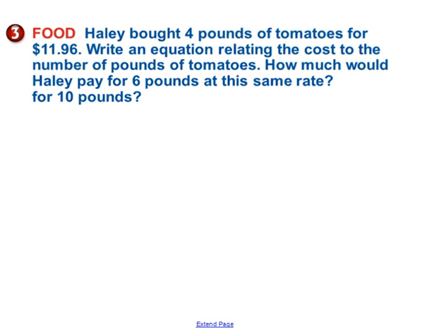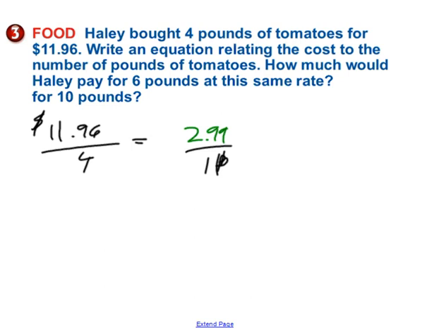Haley bought 4 pounds of tomatoes for $11.96. Write an equation relating the cost to the number of pounds of tomatoes. How much would Haley pay for 6 pounds at the same rate? And how about for 10 pounds? I'm going to write an equation here. $11.96 was the cost for 4 pounds. I'm going to find out what that ratio is for 1 pound. So I'm actually going to do this division, $11.96. Comes out to be $2.99. $2.99 per pound is the cost.